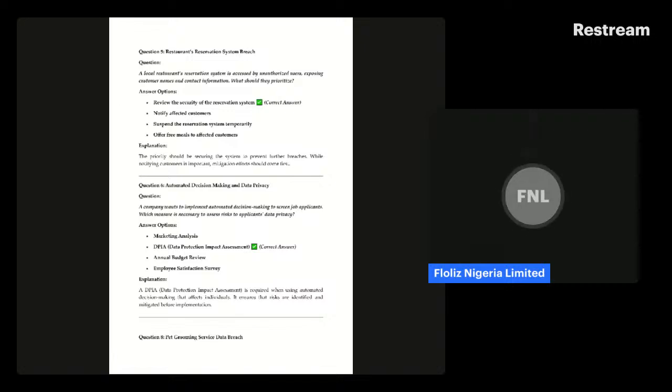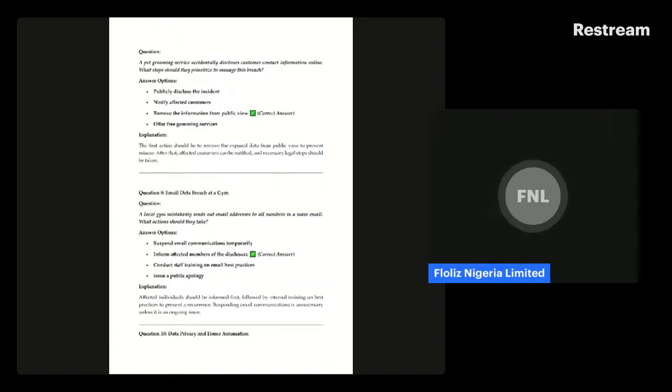So the next question is, a company wants to implement automated decision making to screen job applicants. Which measure is necessary to assess risks to applicants' data privacy? So you have marketing analysis, annual budget review, employee satisfaction survey. Of course, the answer is DPIA, right? It's straightforward. It's DPIA.